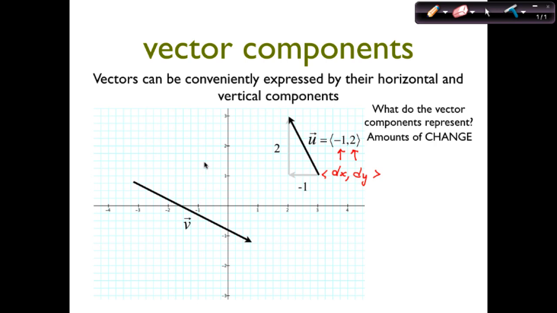So there's nothing about this starting point, right? What's the starting point? <3, 1>. There's nothing about <3, 1> in the way we're representing that vector <-1, 2>. You see that? Nothing about <3, 1> there. Okay, so v is <4, -2>.